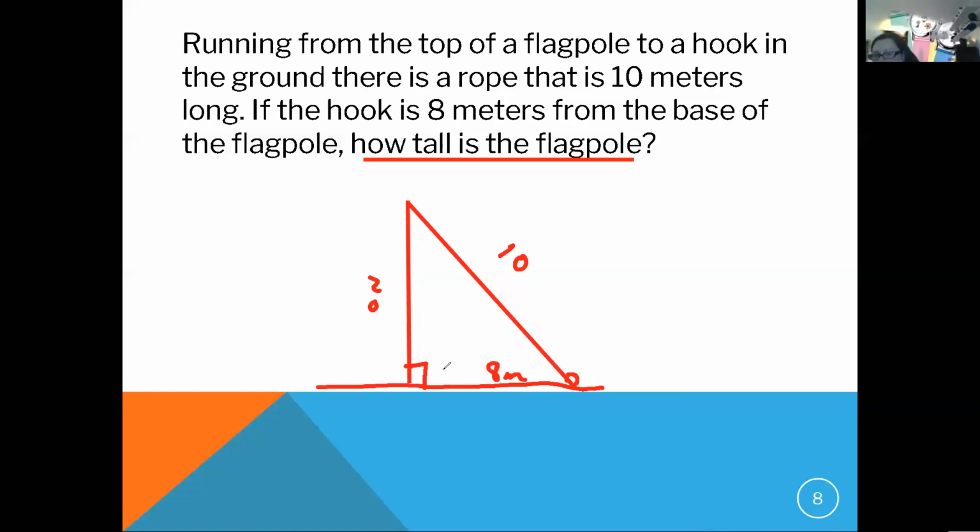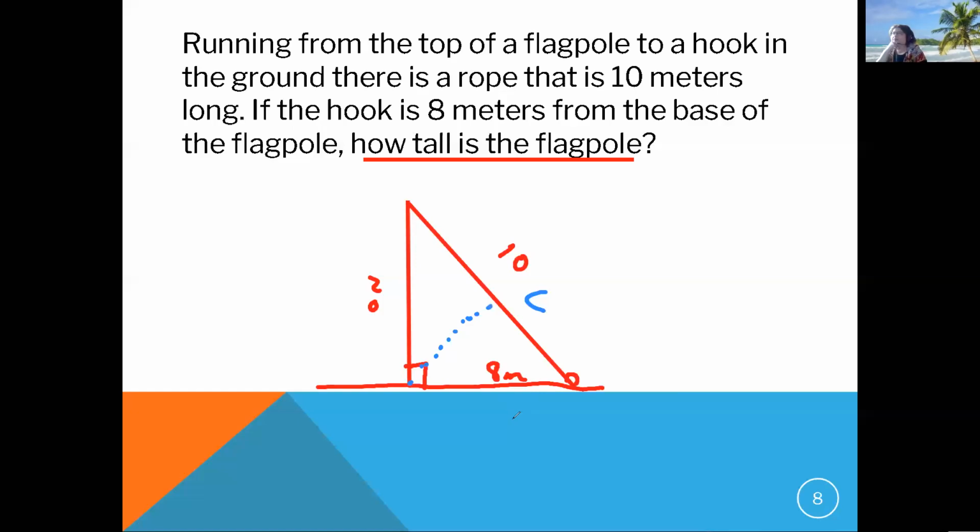Okay? So how would I set up this problem then? What is C? Because C is the one you want to label first. Is it 10? Yes. Because here's the right angle, right, Monica? Yes. C is always across from the right angle.